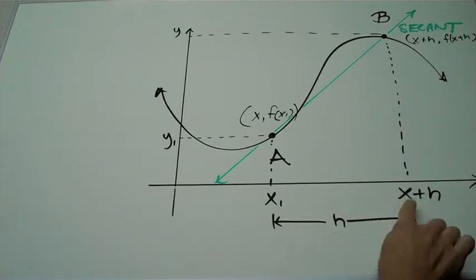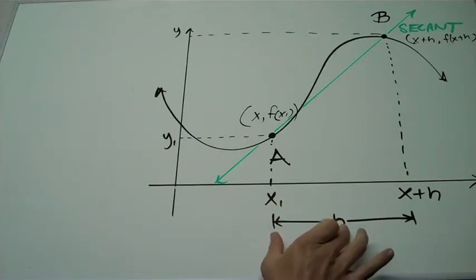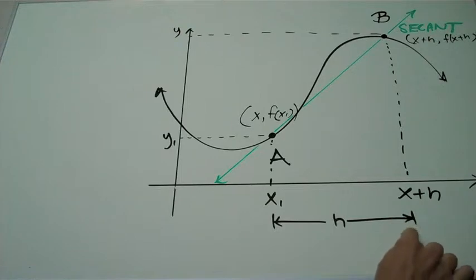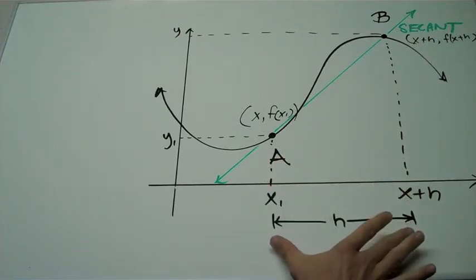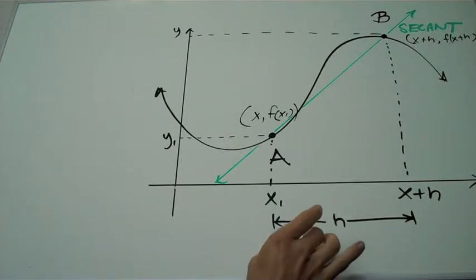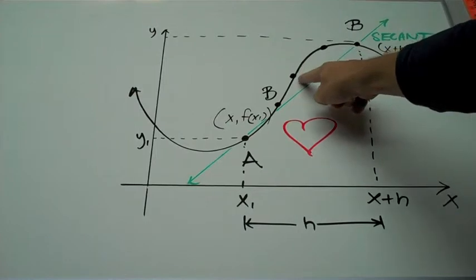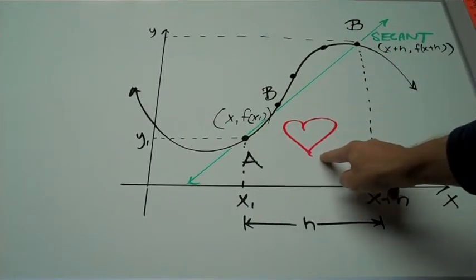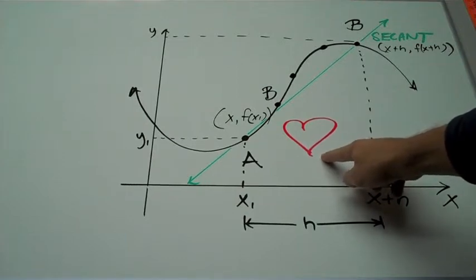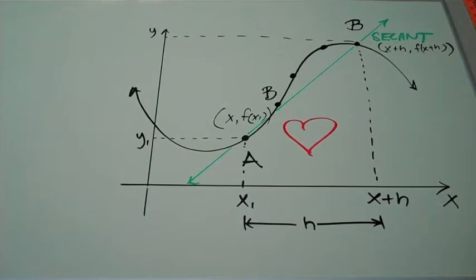What happens as we move x plus h towards x? In other words, what if we shrink h closer and closer to 0? The distance between A and B on the x-axis is going to be going from h down to 0. So we're going to move point B closer and closer and closer to point A. And that right there is the heart of the limiting process. We're going to limit h going towards 0. We'll see that in the next slide.